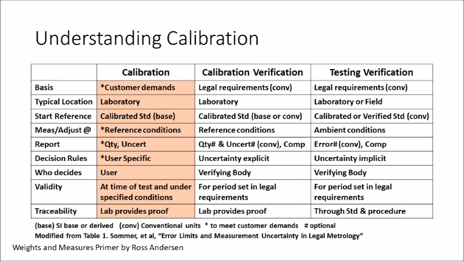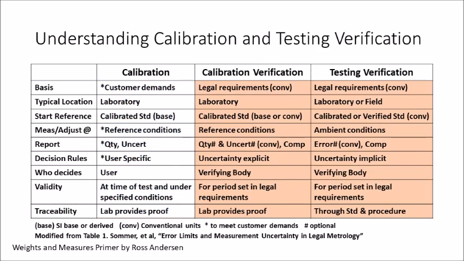The decision rules are user-specific and are actually made by the user. And the validity is at the time of test and under specified conditions. Traceability is interesting because the lab is the one that provides the proof, and that's in the form of an accreditation or an audit. What we're interested in, though, is calibration and testing verification. And as you compare these 2 columns, I think you'll see some of the differences that we've pointed out and some other differences.